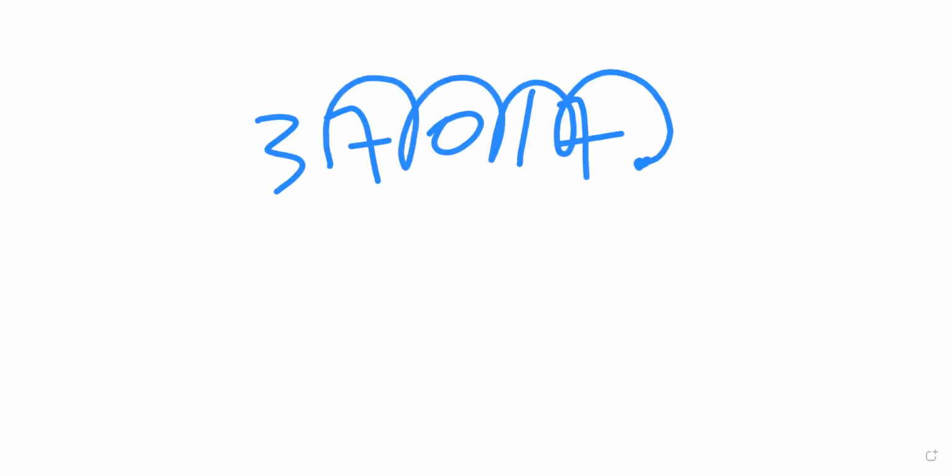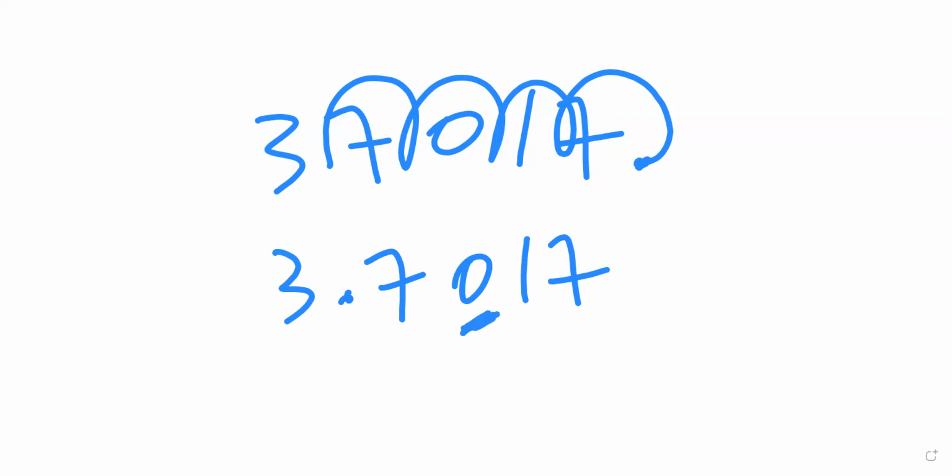All right, this is another one. If I have 37,017 and I want to convert this into standard form, I want you to take a try at this and tell me what your answer is. I hope you got that right. So the first thing we do is put the decimal point right there, and we move 1, 2, 3, 4. And so we're going to write 3.7017.